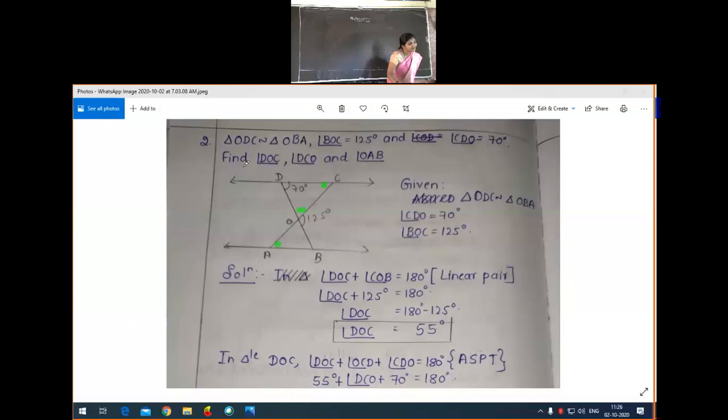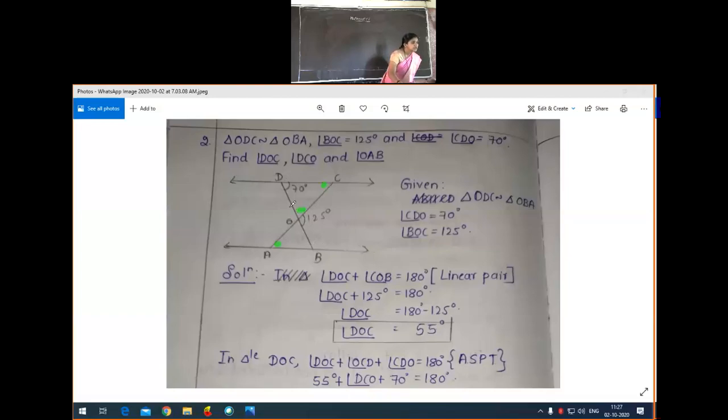So just observe here. DOB is one straight line. Are you observing the linear pair here? DOB, in that, angle BOC plus angle DOC. Can we apply the linear pair concept? Yes. First, angle DOC plus BOC is equal to 180 degrees, linear pair. So DOC plus 125 degrees is equal to 180. Therefore DOC is equal to 180 minus 125, that is 55 degrees. Got the idea of the first angle now? The first angle is over, that is 55 degrees.